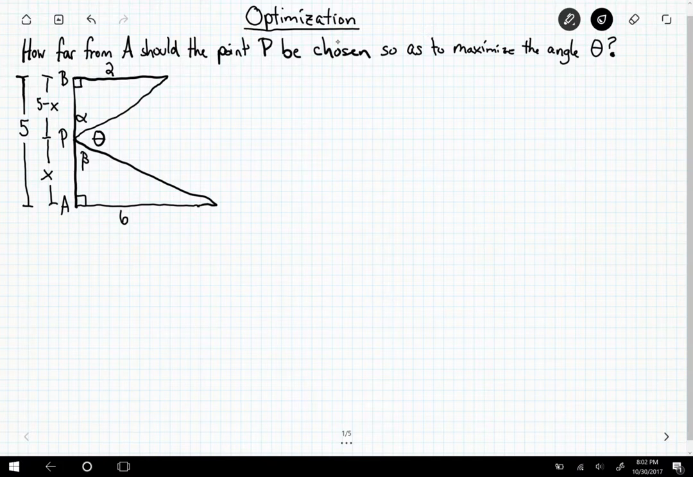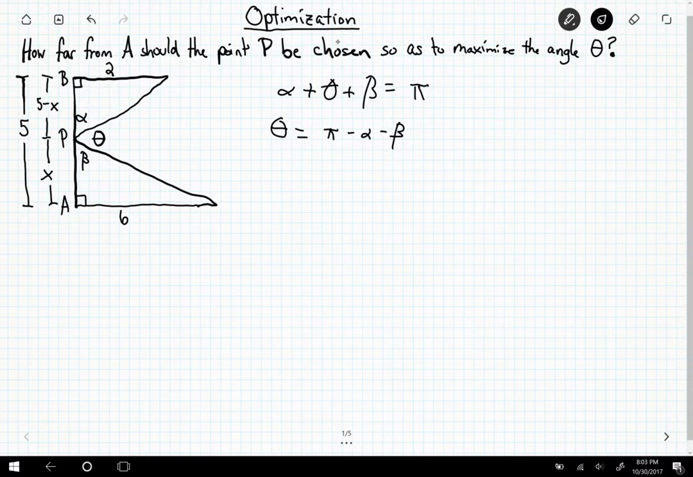Then the sum of these three angles, alpha plus theta plus beta, what should that equal? Notice it's a straight line, so that should be 180 degrees. But remember, we're writing things in terms of radians, so that's pi radians. We want to solve for theta at the end of the day, so we get theta equals pi minus alpha minus beta.